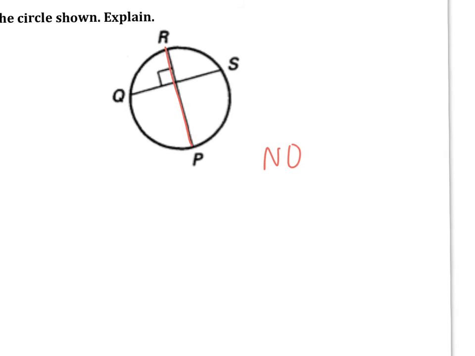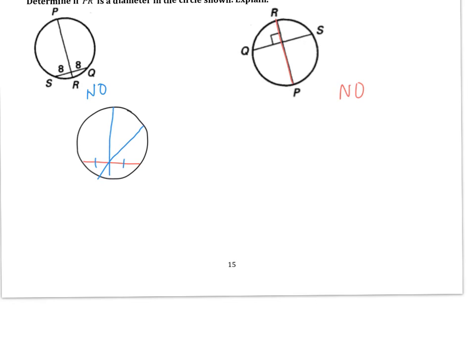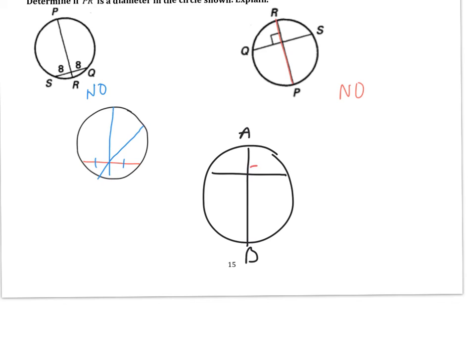Okay? So just to show another example, if I do the following, okay, I draw a chord and I draw another line, okay, and we'll call it AB. And I go right angle, tick, tick. Is AB the diameter? Yes, because I'm showing bisect and perpendicular. I'm showing both. Okay, you have to have 2 out of the 3. Okay? Questions?